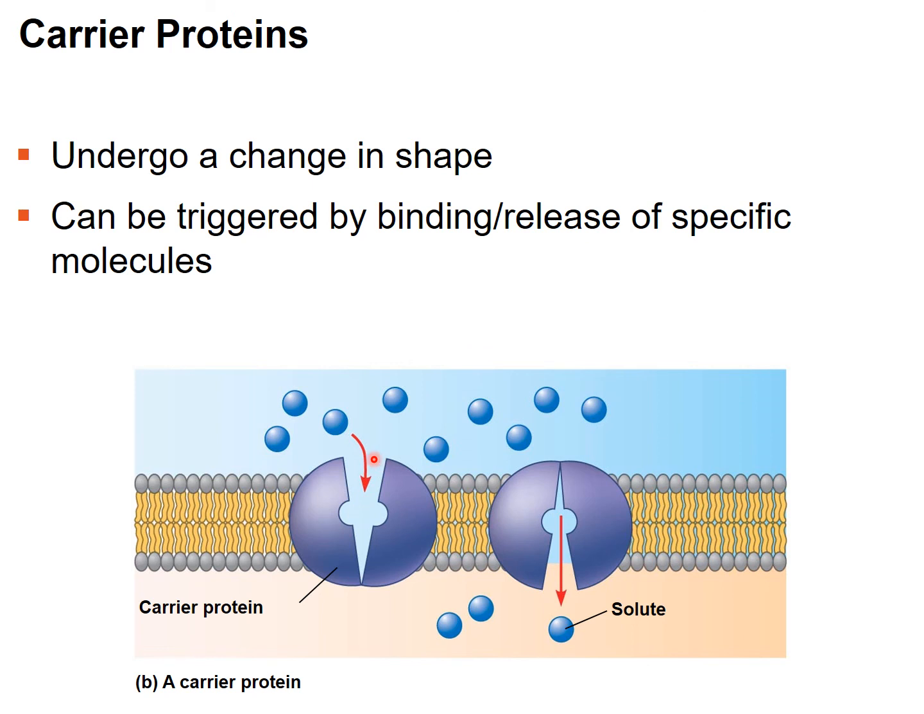So here on the extracellular side, it's in the open conformation. If there's enough of this solute molecule that binds to this carrier protein, it's going to enter there and then bind. Once it binds, the carrier protein changes shape. It's going to close on that side and then open on the other side, so that the solute particle or molecule will move from the extracellular side to the intracellular side of the cell.